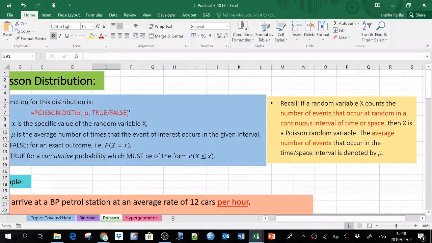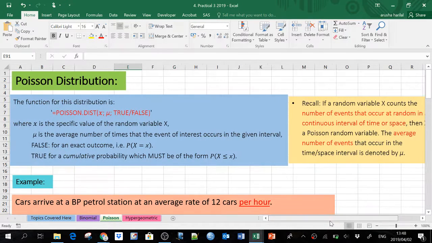So there's two bits of information that you should look for in a question. Firstly, are they stipulating the average number of events? So look for mean, look for average. Secondly, look to see if they are now defining the random variable in some interval of time or space.